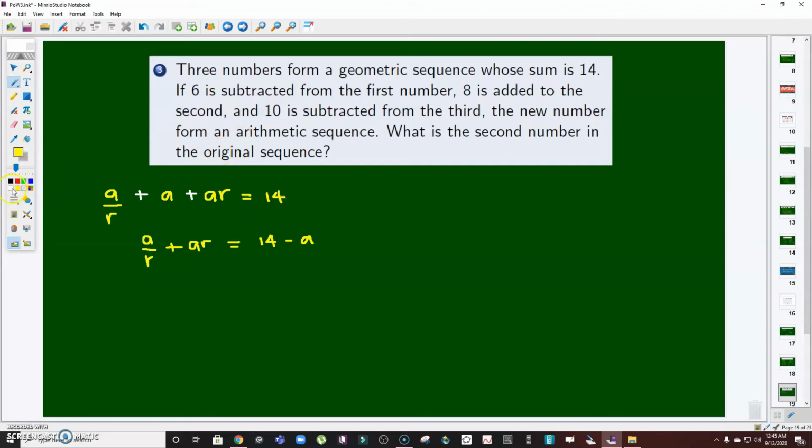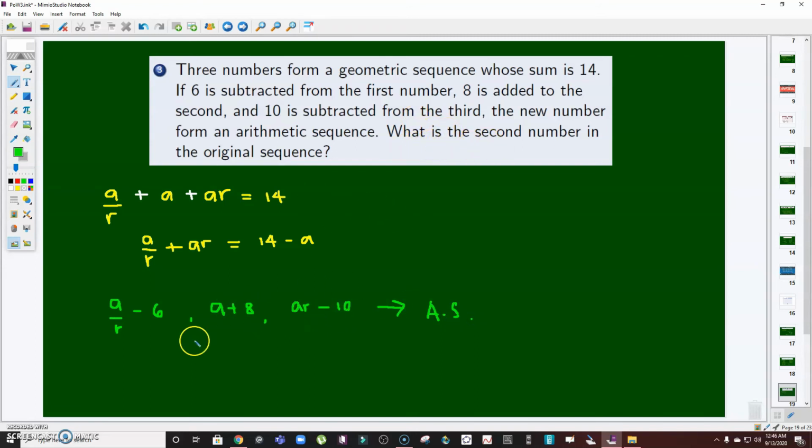Now, what does the problem say? Using the second condition, if 6 is subtracted from the first number, that is a over r, I'm going to subtract 6. 8 is added to the second, so that will be a plus 8, and 10 is subtracted from the third number, which is ar. So, I subtract 10. The new numbers form an arithmetic sequence. So, the question is, what is the second number?